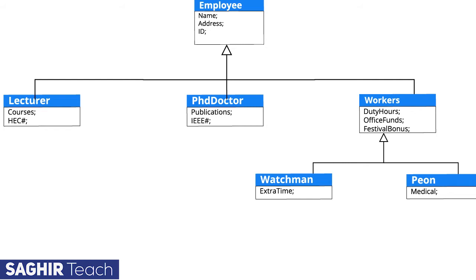Means if we take the example of watchman, it is containing the property of extra time from its watchman class, then it also contains properties of duty hours, office fund and festival bonus from its superclass of worker, also containing the properties of name, ID and address from its main superclass employee. Employee here is the abstract class, and the abstract class is the main superclass of the process.